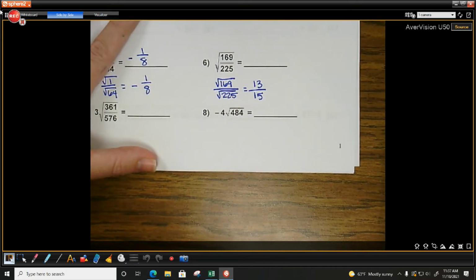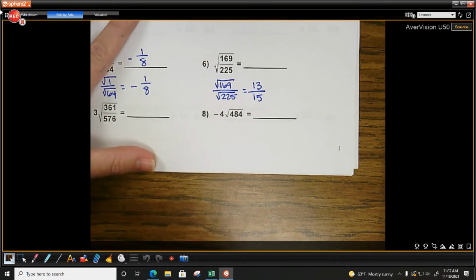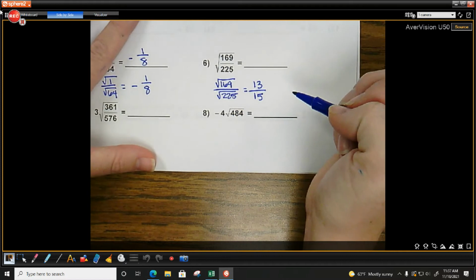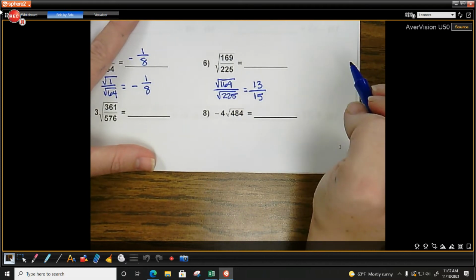Okay, so if you have the square root of a fraction, you can do the square root of the numerator at the top, the square root of the denominator, the bottom. And then there's your answer. Now, you do need to make sure it doesn't simplify. Like if I got 2 over 4, I wouldn't leave 2/4 as my answer. But is there any common factor of 13 and 15 other than 1?